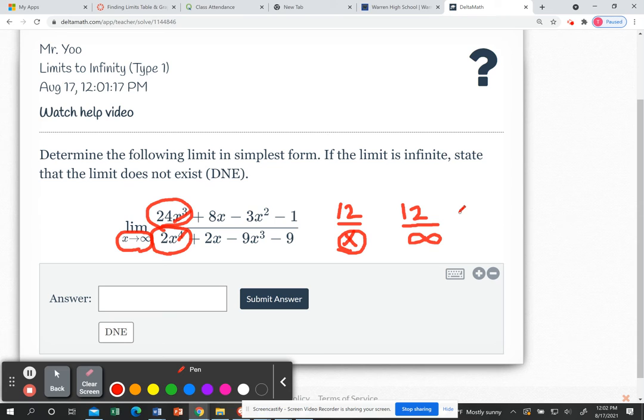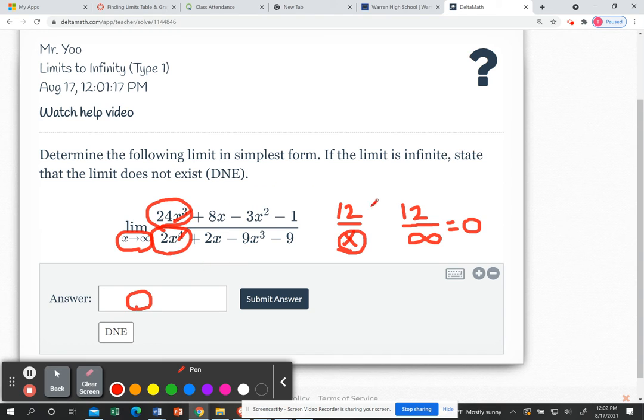12 over a very big number. What do you think? Put it into your calculator. 12 over like a billion. I don't know. What is 12 over billion or trillion or quadrillion, whatever? What is it? It is close to what value? 0. This is close to 0. The number down here is so big that it will be close to 0. The answer to this will be 0.